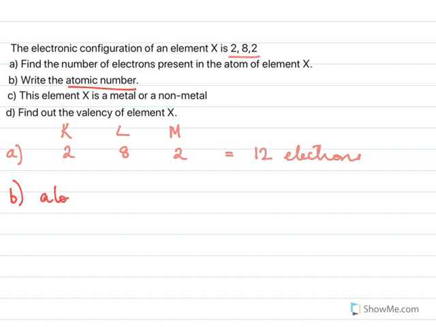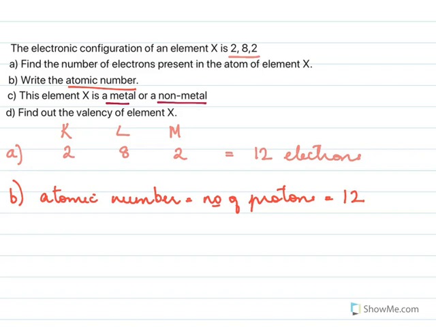Next, what is its atomic number? Now atomic number is the number of protons, and we know the number of protons is equal to the number of electrons. The electrons are 12, so the protons also will be 12. So atomic number is 12. Next, is it a metal or a non-metal? Now that depends on the valence electrons. Now valence electrons are 2.